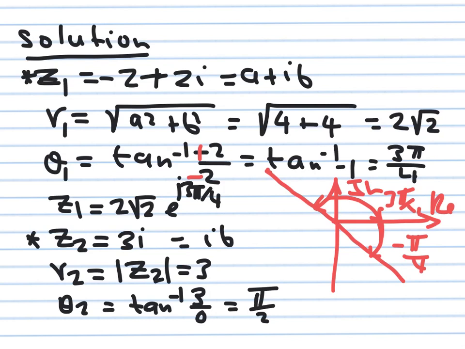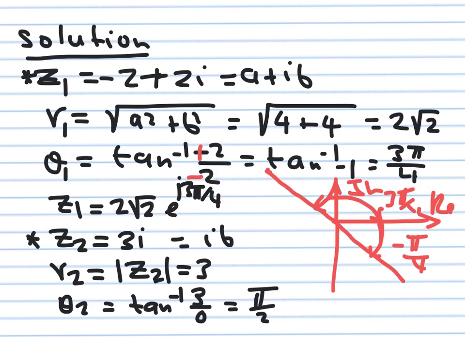So this is a very common mistake many people make. Be extremely careful, and if your calculator accepts both the real and the imaginary as inputs, it's fine. But if it accepts only the ratio, you have to be careful what quadrant you are getting in your answer. So I now know that z1 is 2 square root of 2 e to the j 3 pi over 4, that is r e to the j theta. This is the polar form.